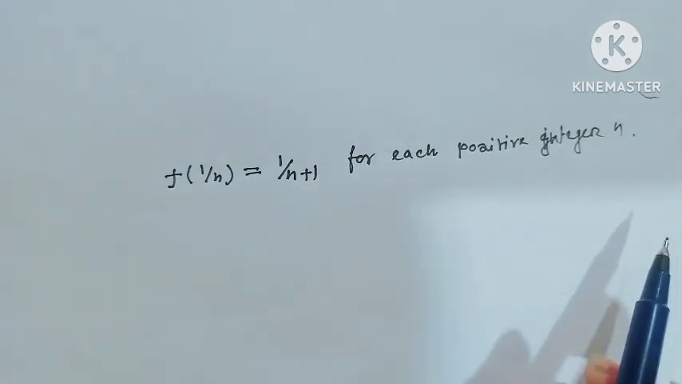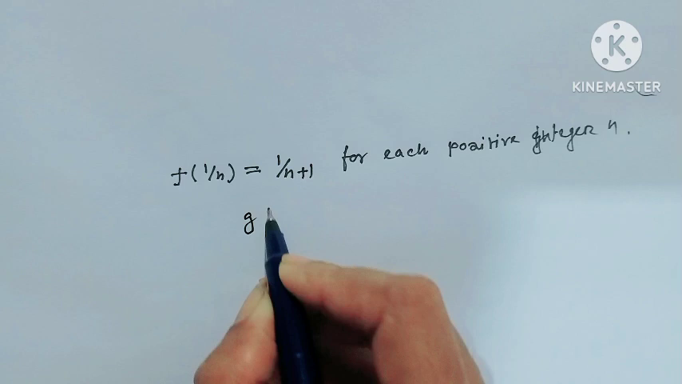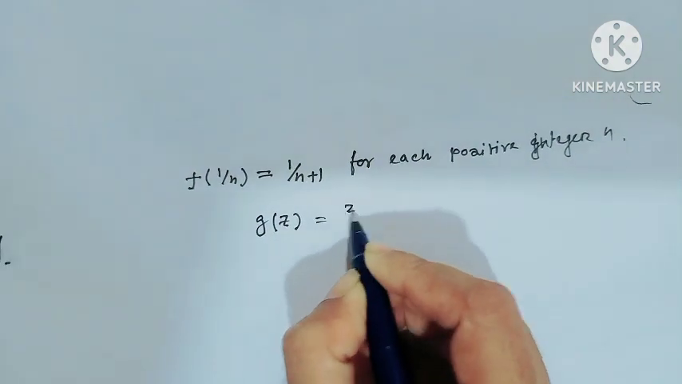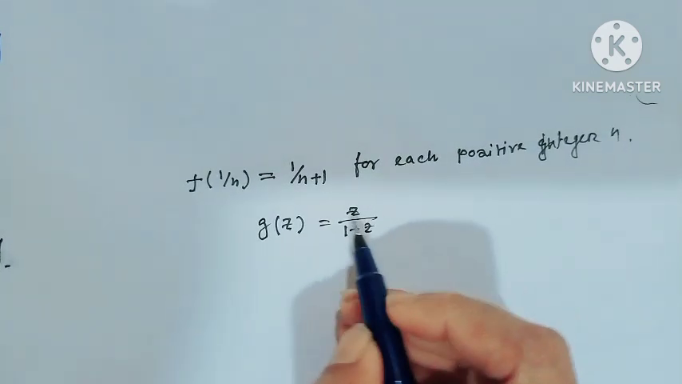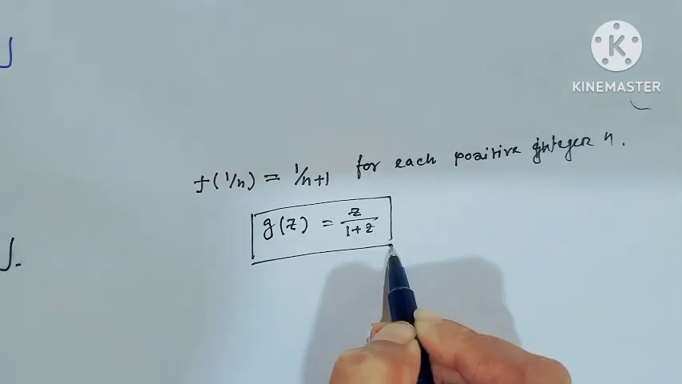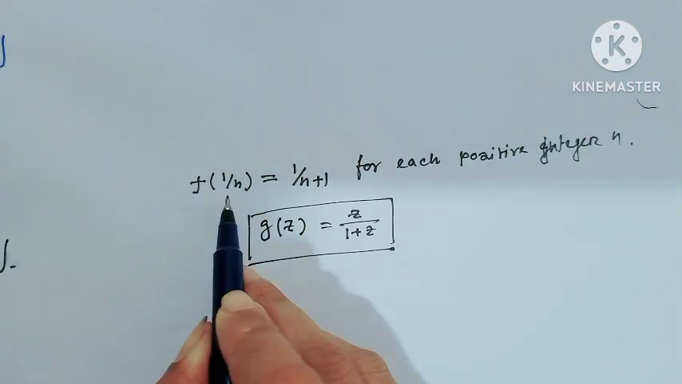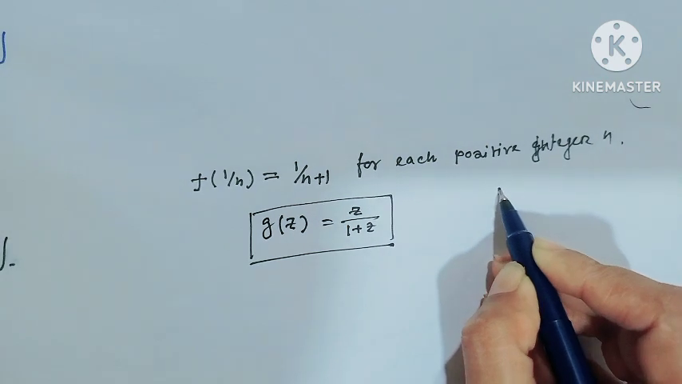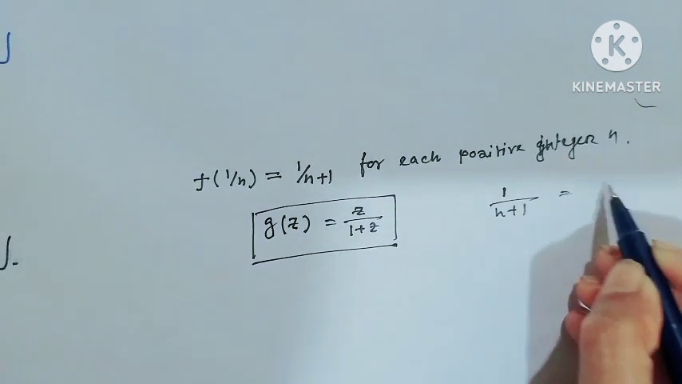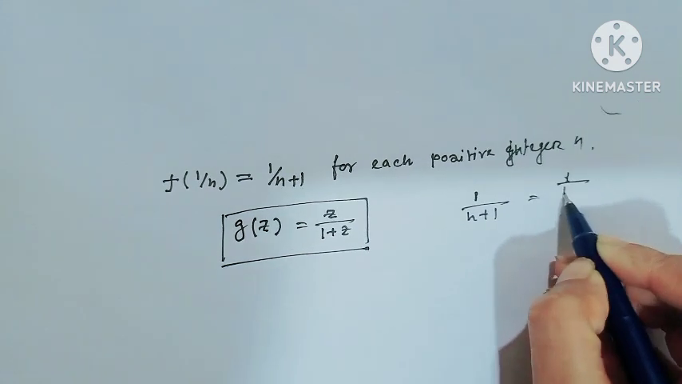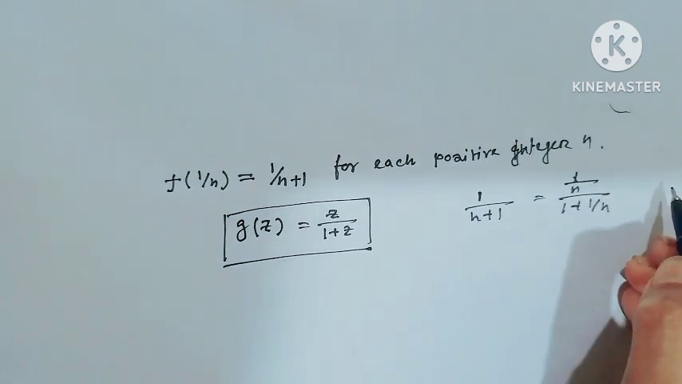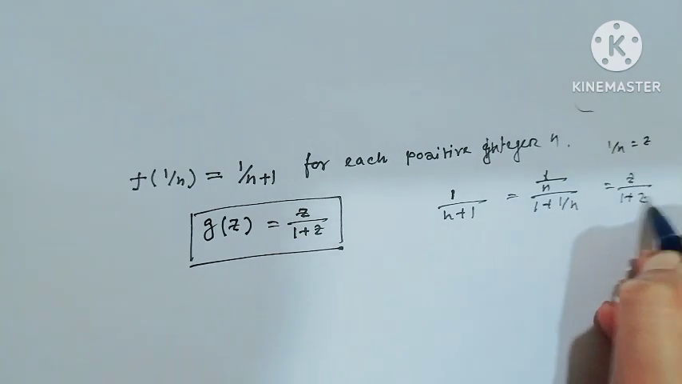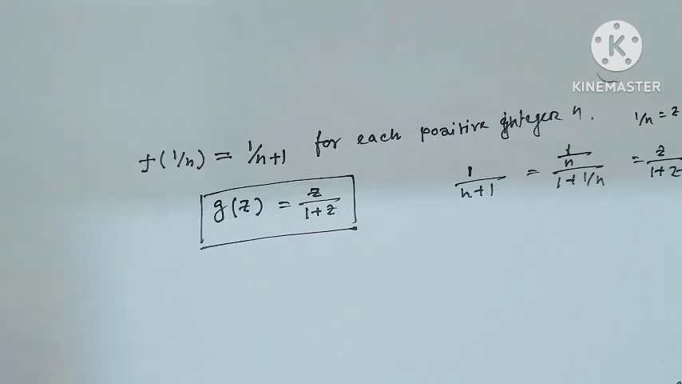each positive integer n. Here consider g(z) equal to z over 1 plus z. Why have I considered g(z) equal to z over 1 plus z? Because here it is given f of 1 over n equal to 1 over n plus 1. If we divide by 1 over n on both sides, then this value would be 1 plus 1 over n. And put 1 over n equal to z, then this value would be z over 1 plus z. That means g(z) equal to z over 1 plus z.